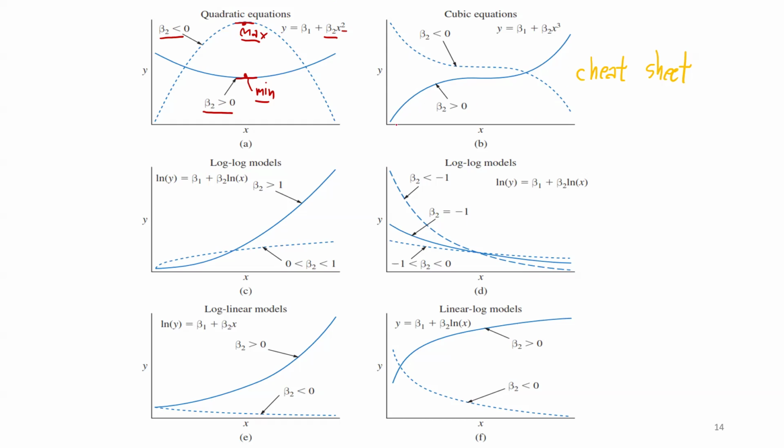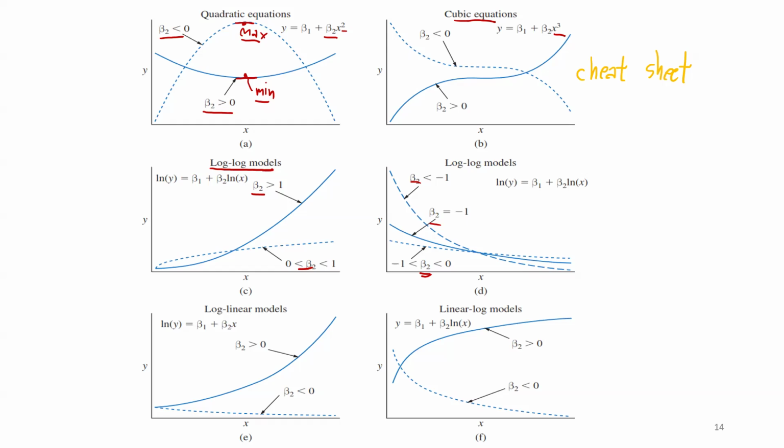And then if you face data similar to this curve, you may use a cubic equation, power by 3. Typically they use it for the production function in microeconomic theory. The rest is the log model. The log model depends on your beta 2, so you do not need to remember, just look at your data and try to choose the model that fits best.